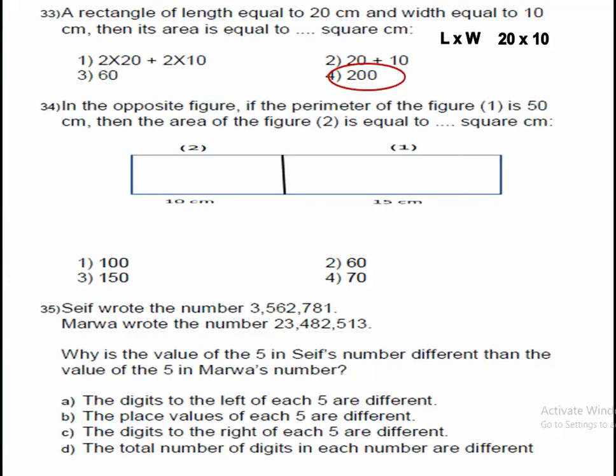In the opposite figure, the perimeter of figure 1 is 50. Here, this rectangle has perimeter 50. So here we have length, but we don't have width. Okay, so we need to find the width.